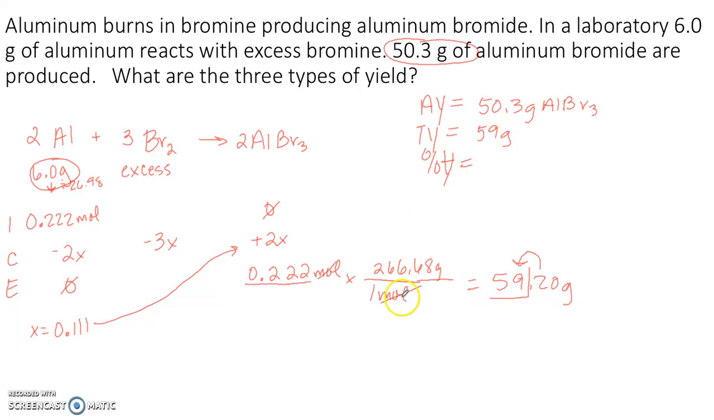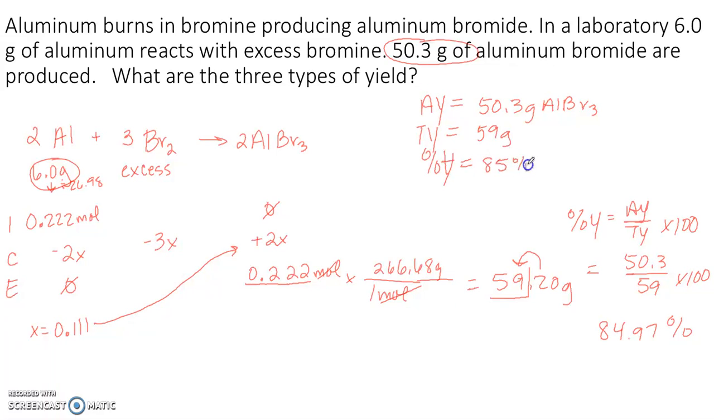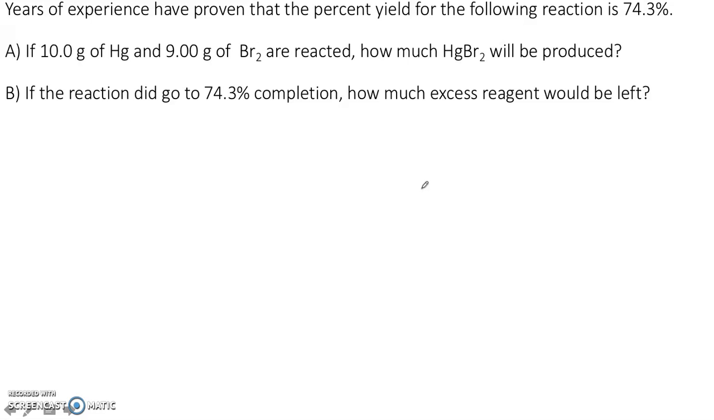Okay, and then to find the percent yield, it's actual over theoretical, and then we times it by 100. So if we plug in the actual yield, which is 50.3, and the theoretical, which is 59, and then times it by 100, the calculator is going to give us 84.97 or somewhere around there percent. So technically with 2 significant figures, it should be 85%. And there's your answers. All right, let me see if I can get one more out of here.